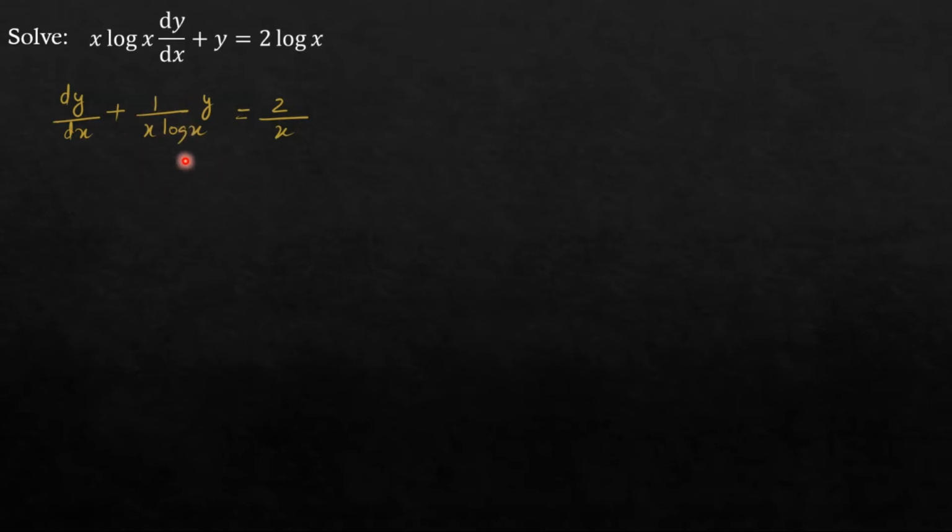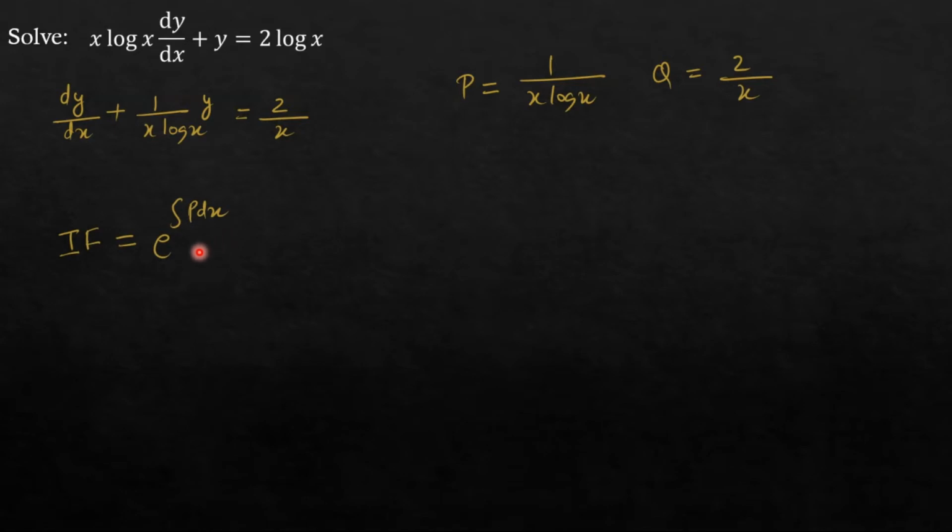So the value of p is the coefficient of y, which is p equal to 1 upon x log x, and the value of q is 2 by x. Now the integrating factor will be e raised to the power integral of p dx. Put the value of p: e raised to the power integral 1 upon x log x into dx. We don't have any direct formula for this integration, that is 1 upon x log x. So we will go for some substitution.